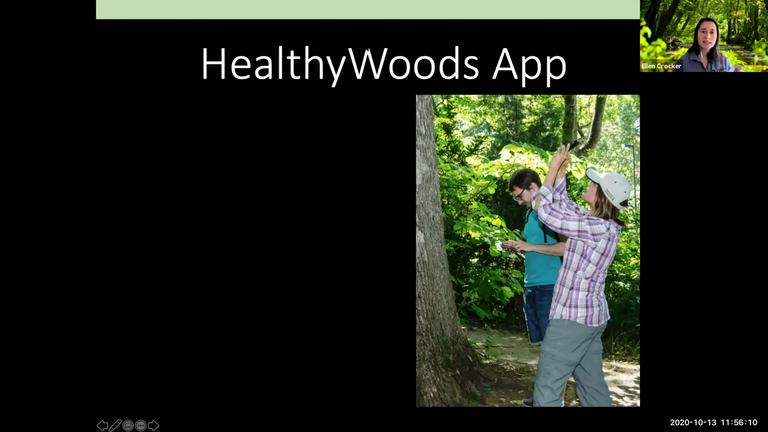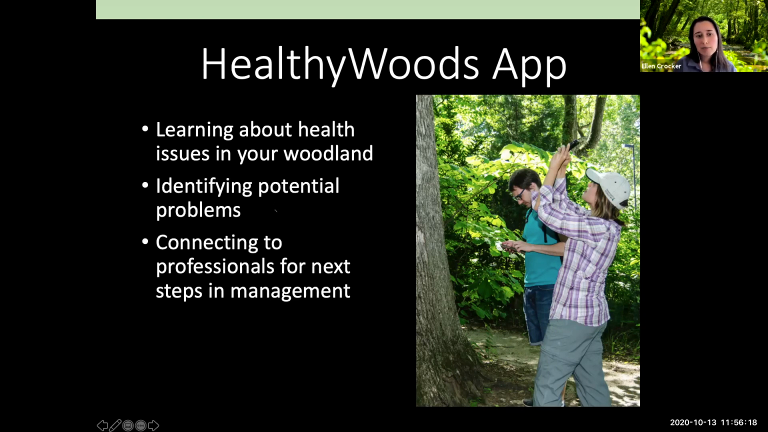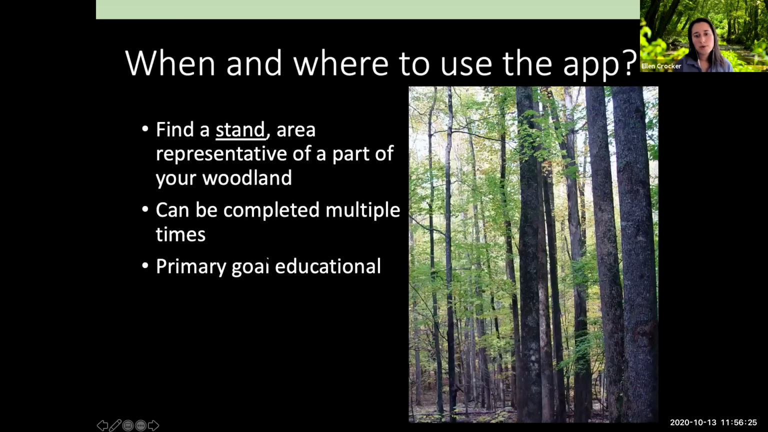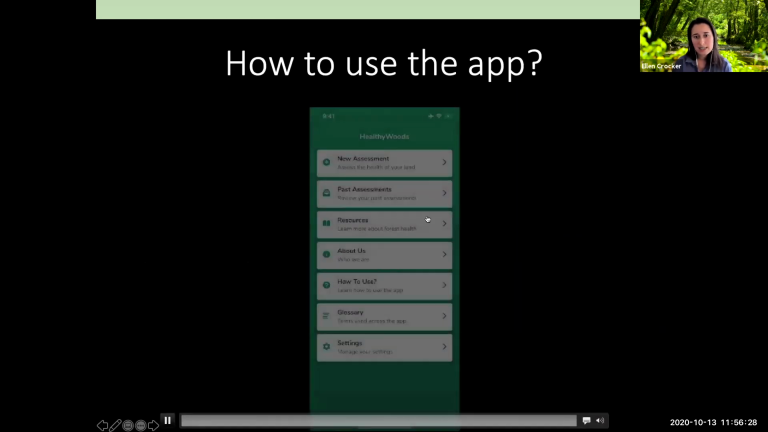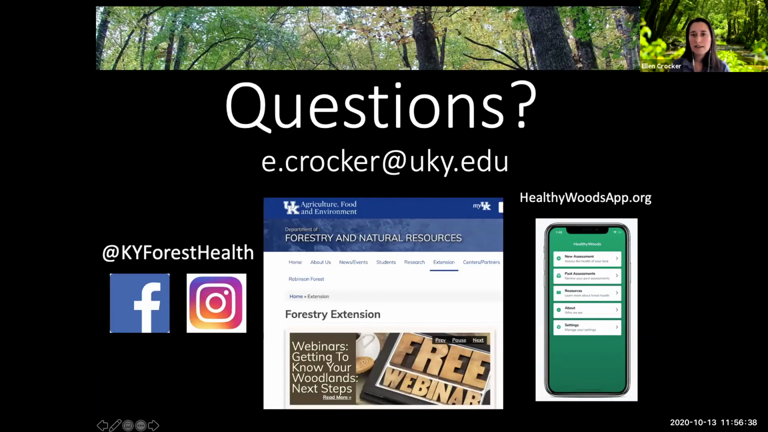And then before I leave, I just want to mention the HealthyWoods app. If you're interested in all of this and want to learn more about the health issues in your woodland, you want to identify problems and connect to professionals for next steps in your management, check it out. I'm going to send you to the webpage for that. Let's see, right here, HealthyWoods.app.org, and you can assess the health of your woods. You can kind of share your reports with professionals for next steps in your management, and you can keep track of those for your own use, for your own records going forward in the future.